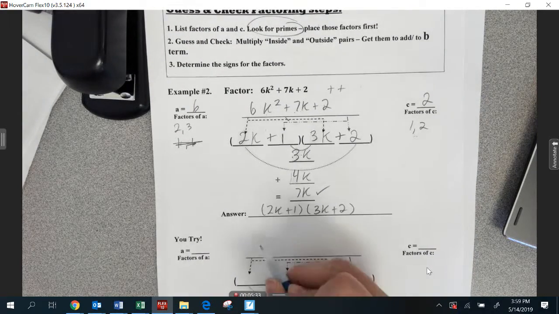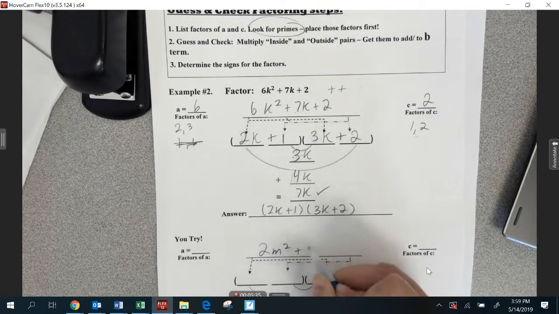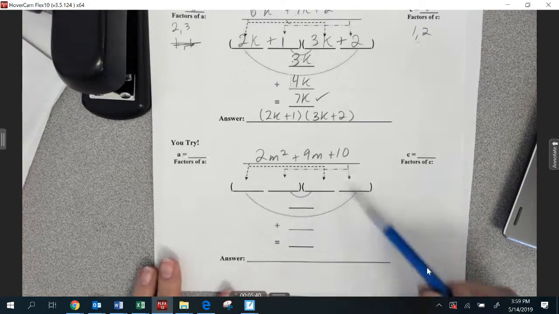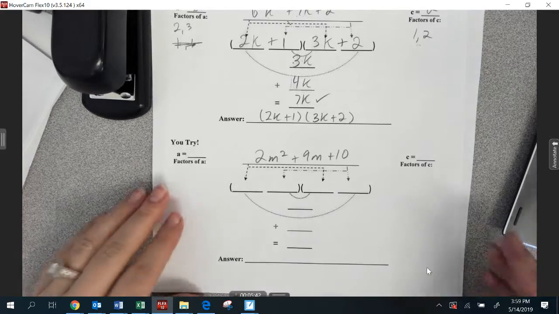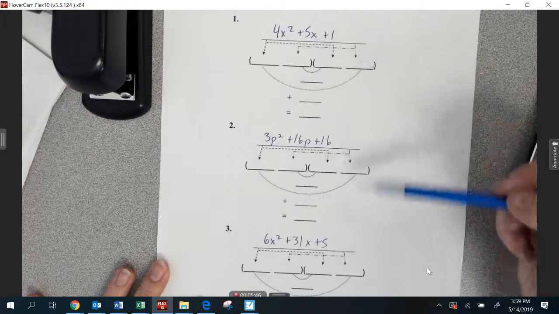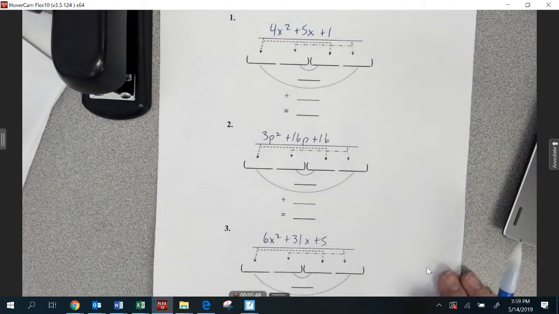All right, now I'd like you to try 2m squared plus 9m plus 10. Try solving that problem, show me your answer, and then once you've successfully gotten those, you can try these 3 problems here. Good luck!